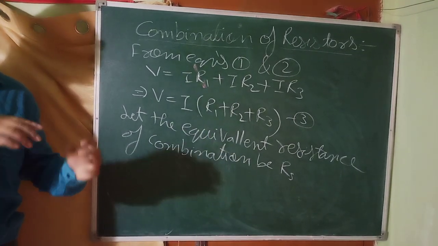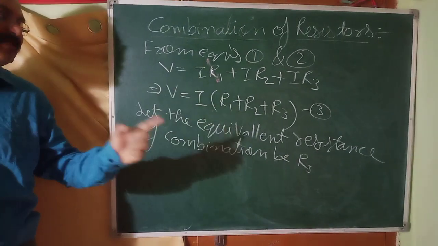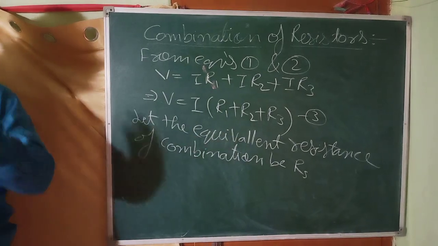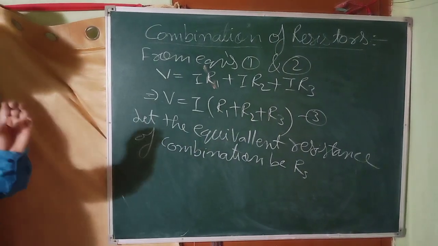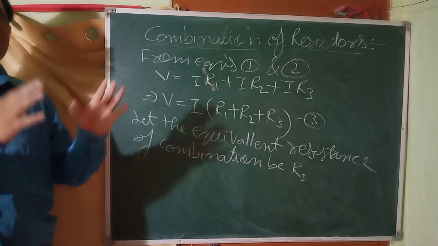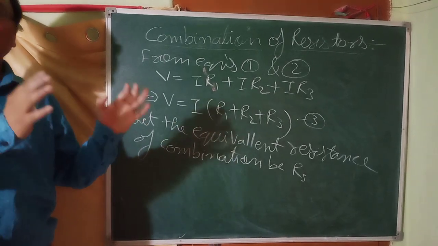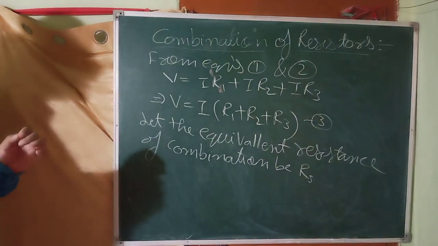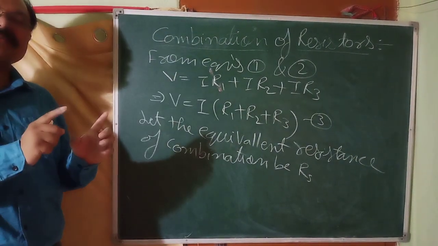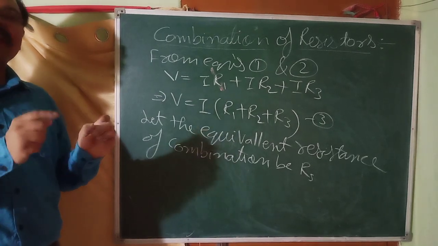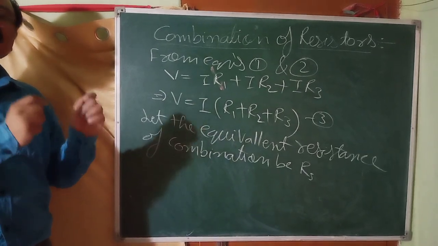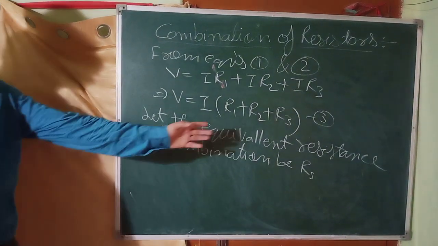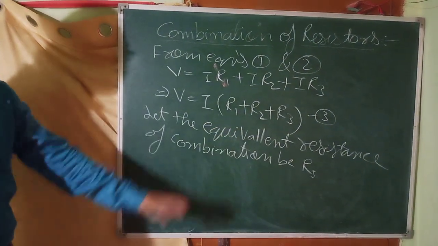If a single resistor produces the same effect, then whatever its value is, that is called the equivalent resistance. Again I am repeating, whatever effect all the three resistors together in that combination are producing in that circuit, if a single resistor produces the same effect, then the value of the resistance of that resistor is called equivalent resistance. So what we have taken: let the total resistance of the circuit be RS.